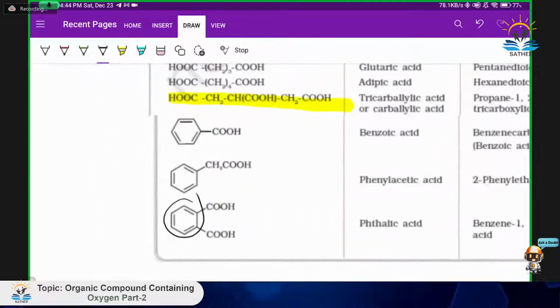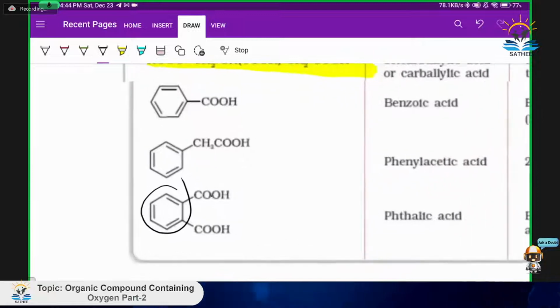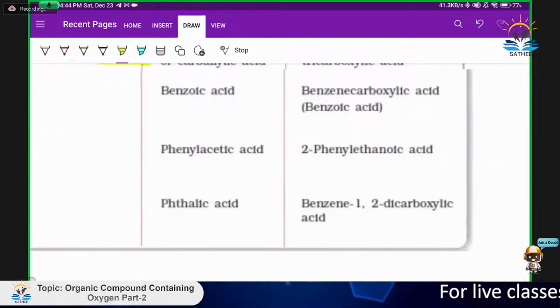So here in this compound we can see that there are two COOH groups attached to the benzene ring. So the name will be benzene-1,2-dicarboxylic acid.